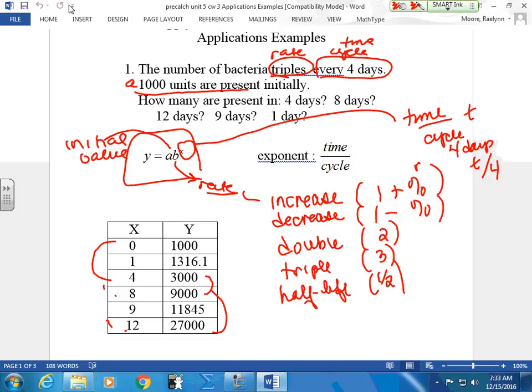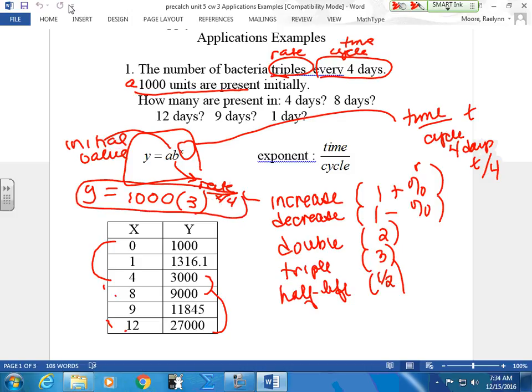So I know when I go to my table, if it doesn't give me these 3 things, something went wrong. Maybe I forgot to divide by my cycle. Maybe I put the wrong rate in. Maybe I did something wrong. So we're going to start your equation like this. You have 1,000 to start with. You are tripling. And your time says days. That's our x value. But it says every 4 days. So it's x over 4.